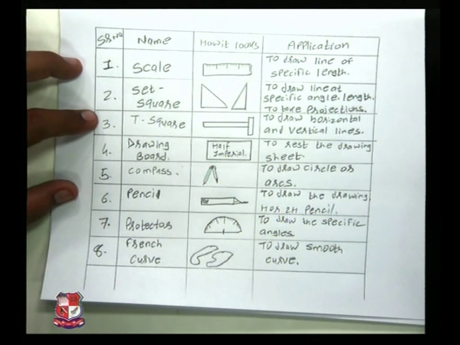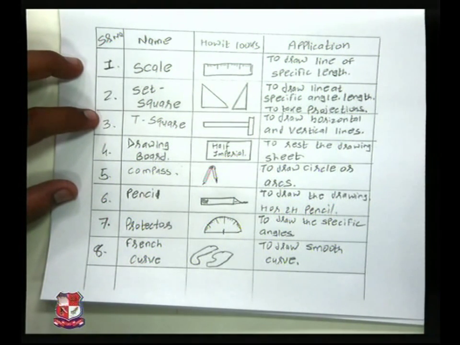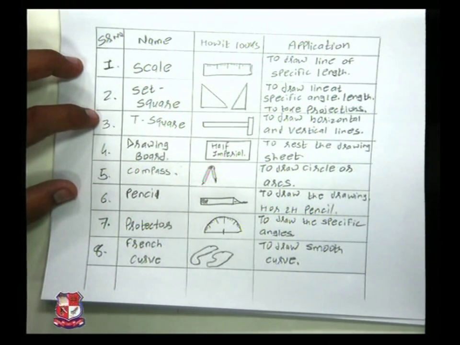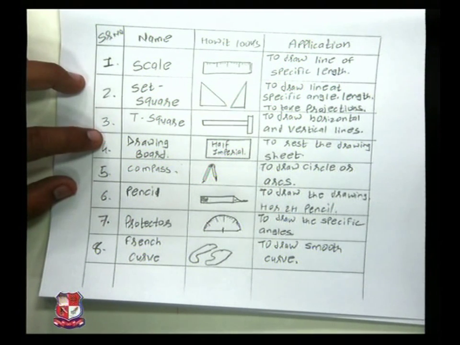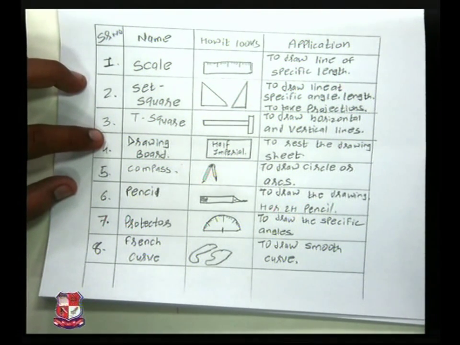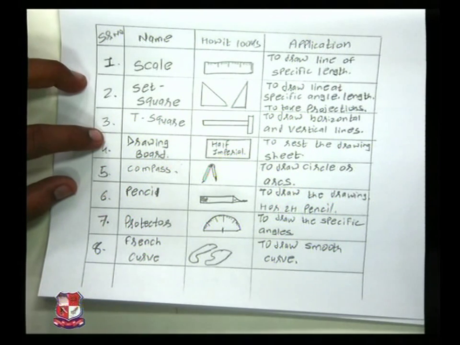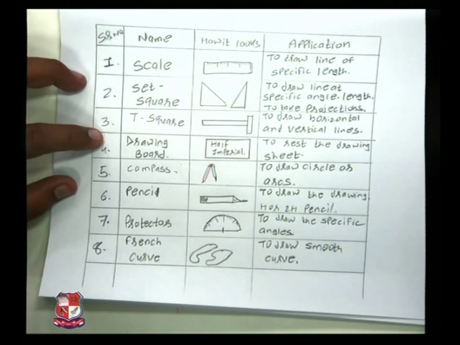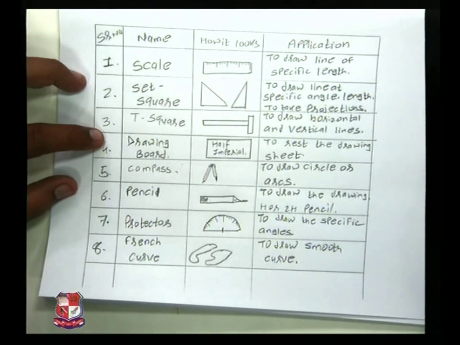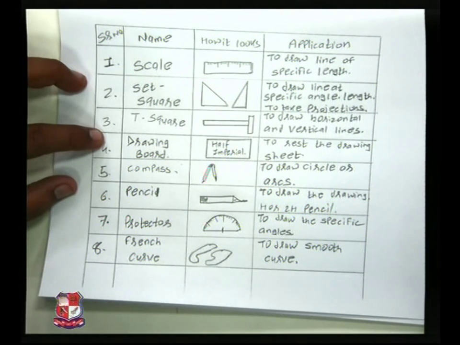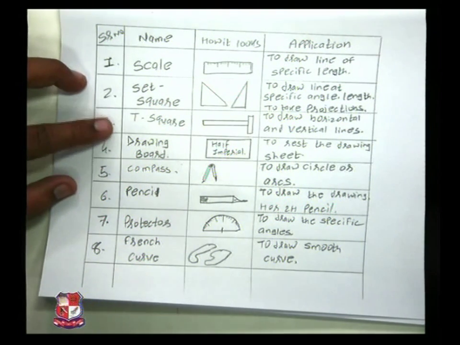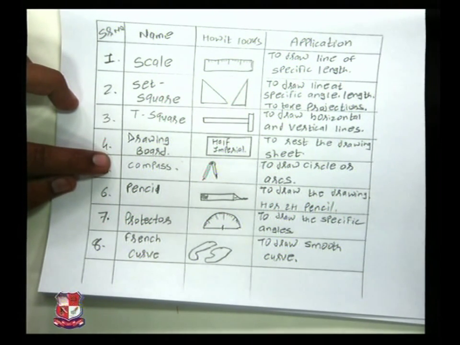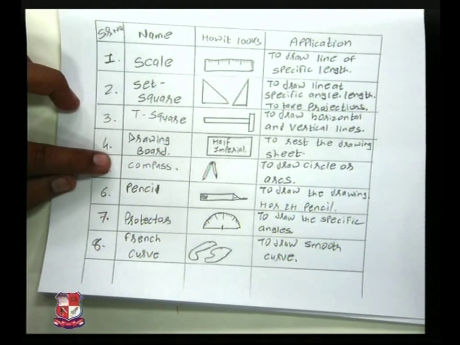Third and very important instrument is the T-square. With the use of the T-square, if we are using the drawing board, then we can draw horizontal and vertical lines very easily. Fourth one is the drawing board. Our drawing sheet size is half imperial. That's why we are using a half imperial size drawing board. The drawing board helps us keep our drawing sheet very steady in one position. Fifth is the compass, to draw circles or arcs.